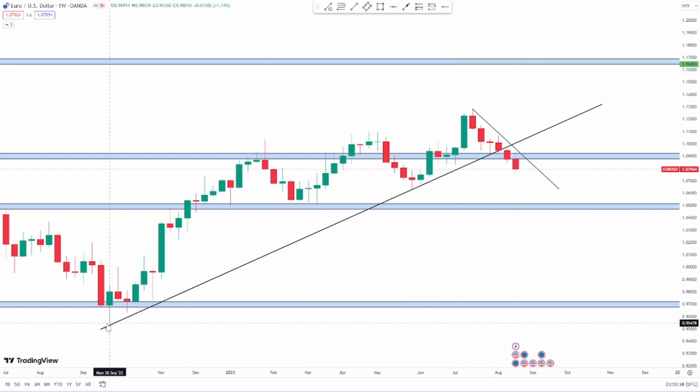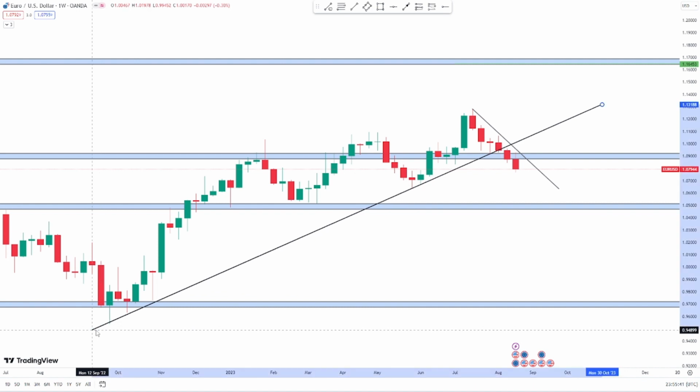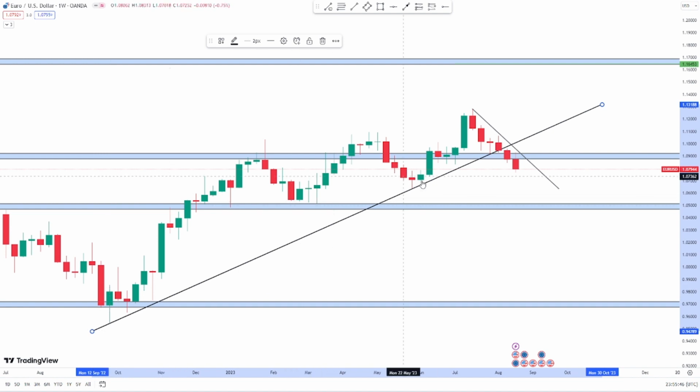Price has broken our upward trend line, which had been holding price from September 2022 and the second time in May 2023, and it tapped into this region again in July 2023, but failed to hold above it and held below it. This is what I'll be looking for.